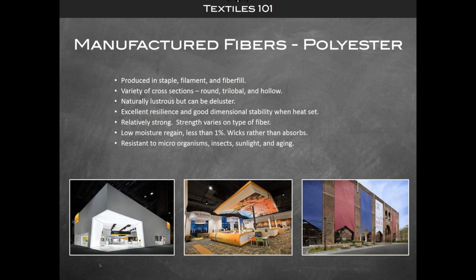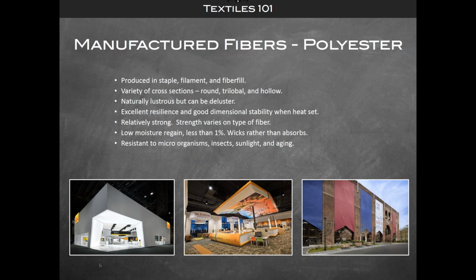Polyester is another example of a manufactured fiber. We're going to talk about 4 manufactured fibers. So polyester can be produced in staple, filament, or fiber fill form. Polyester can be made in a variety of cross sections, including round, trilobal, and hollow. It's naturally lustrous like nylon, but can also, like nylon, be delustered. Polyester has excellent resilience and good dimensional stability when it's heat set.